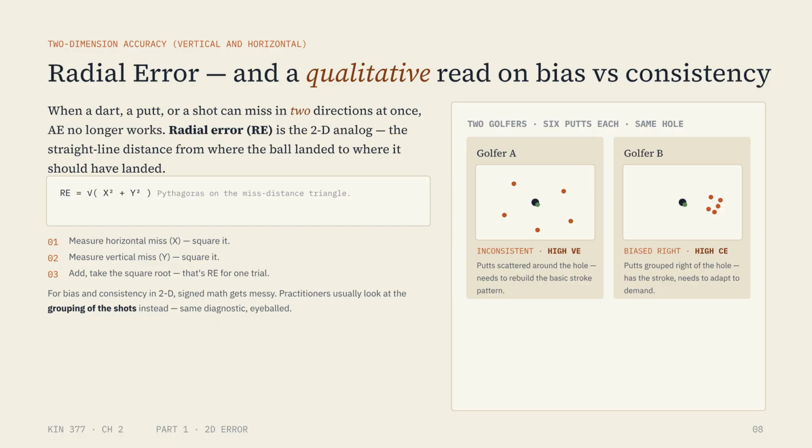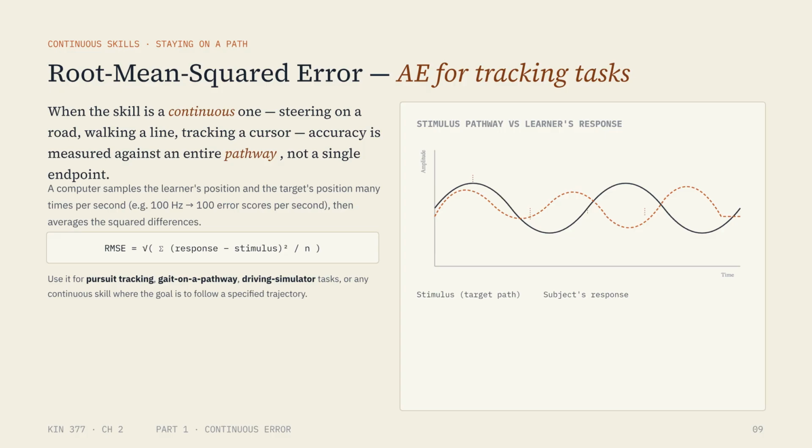For golfer A, you take her to the practice green and work on basic stroke mechanics. For golfer B, you just change her aim by half a degree and watch her drop putts. 5 minutes of work for golfer B, 5 weeks of work for golfer A. Diagnose first. And then continuous skills. Walking a line, steering a car, tracking a cursor with a joystick. The goal here isn't to hit a single target, but to stay on a continuous pathway. So our error measures have to compare the learner's whole trajectory to the whole target trajectory.